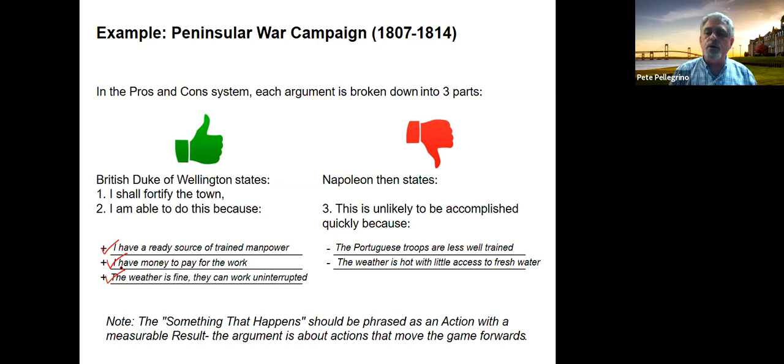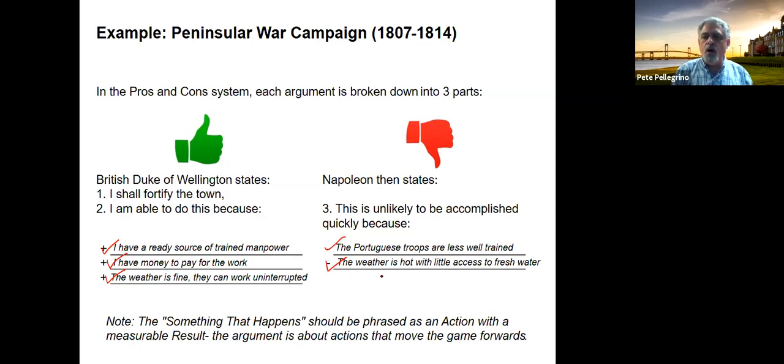I don't think you can do it as quickly as you think because, now he provides the countervailing arguments in terms of the troops you're using are not as well trained as the British regulars. And yes, the weather is fine. As a matter of fact, it's almost too fine. It's too hot, and there's little access to fresh water. Your troops are going to dehydrate, and they're going to work slower.